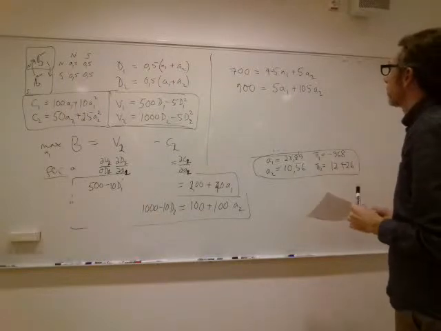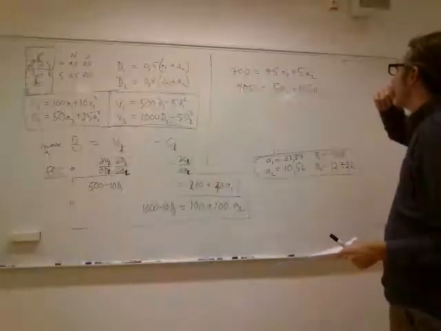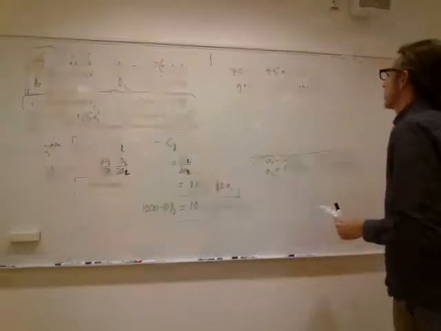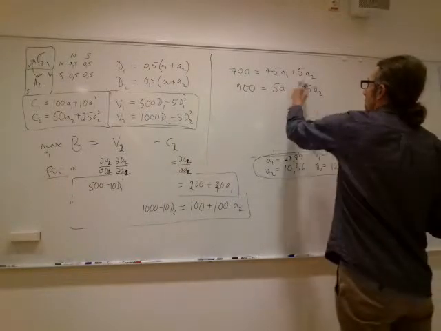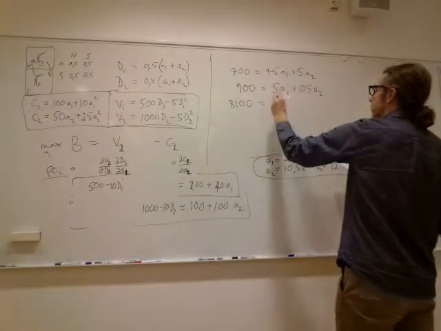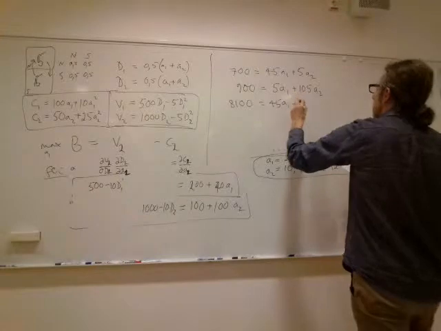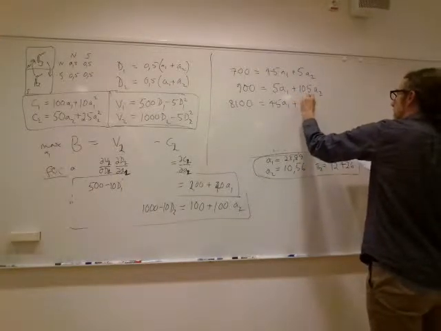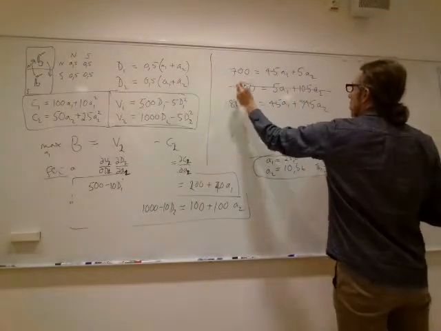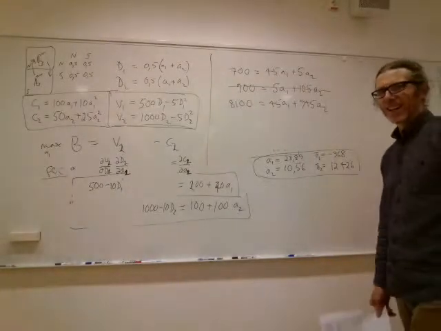So, how are we going to deal with this in a nice easy way? Why don't we just hit it with a sledgehammer and multiply this by 9? So 9 nines are 81, so that's 8,100. It's 45 A1 plus 900. 5 nines are 45. 945 A2. So that gives rise to that, I believe, with a bit of luck.